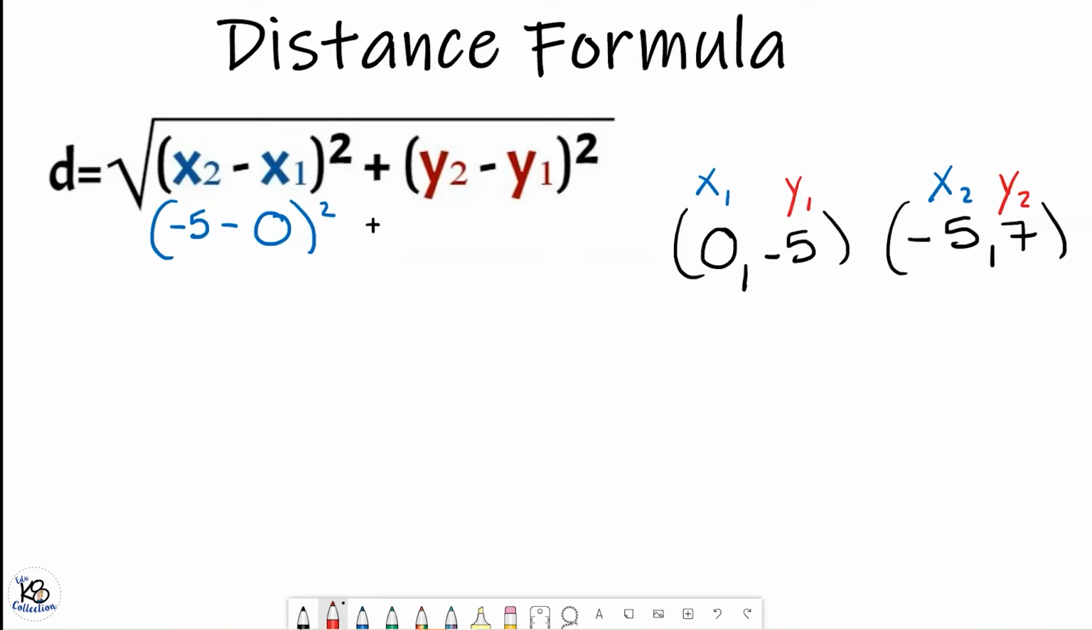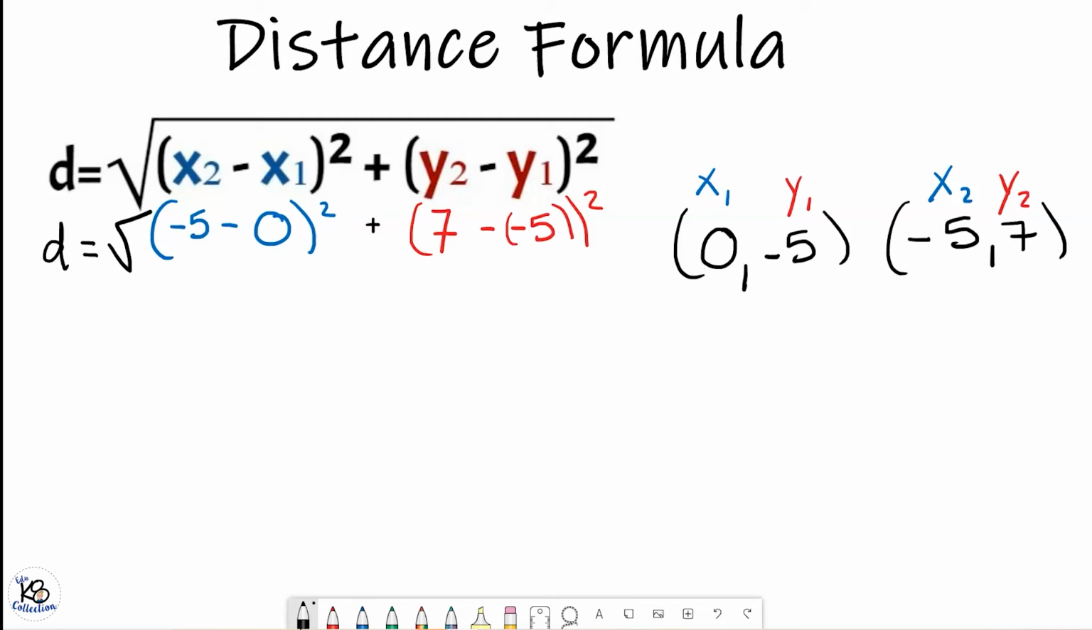I have my squared, and I'm going to bring down the plus sign. Now I'm going to plug in my y's. According to my points on the right, y2 is 7, and I'm going to subtract y1, which is -5, from the 7. And I still need to square the entire thing, and I can't forget that my square root still exists.